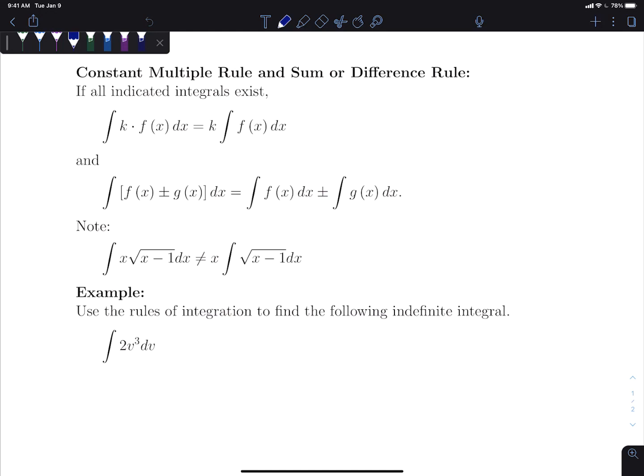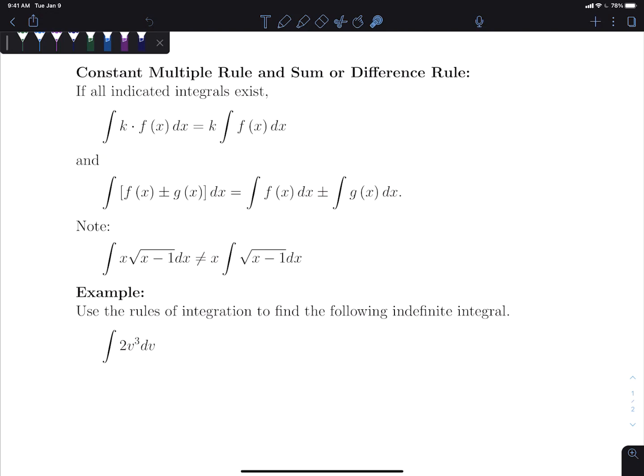Hello. In this video, we want to look at the constant multiple rule and sum difference rule. So basically, the constant multiple rule just means that if there's a constant in front of a function, that constant can go out front if you want it to. What's great about this is that you can basically ignore the constant and just put it with everything else.